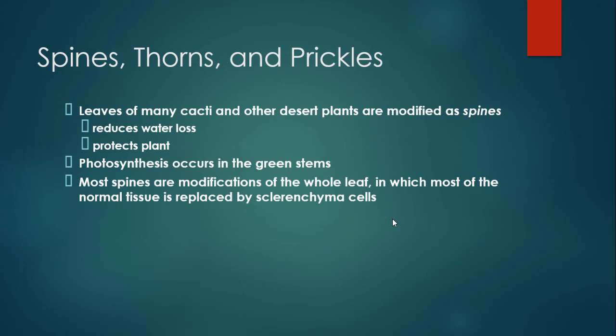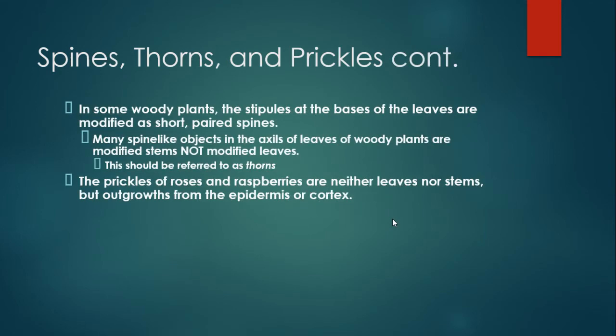Photosynthesis is going to occur in the stem instead of in the leaf or in the spine. Most spines are modifications of the whole leaf in which most of the normal tissue is replaced by sclerenchyma cells. In some woody plants, the stipules at the base of the leaves are modified as short paired spines, and many spine-like objects in the axils of the leaves of woody trees and plants are modified stems, not modified leaves, and this should be referred to as a thorn.